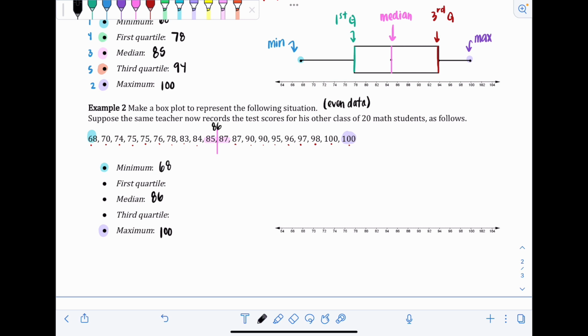If you ever can't tell what number would be in the middle of those two, you add them together, you do 85 plus 87, and you divide it by 2, and that would give you 86 also. So the median is 86.